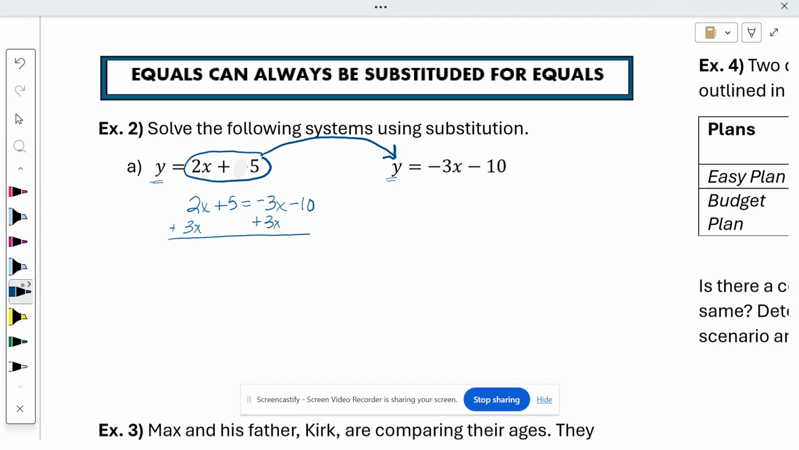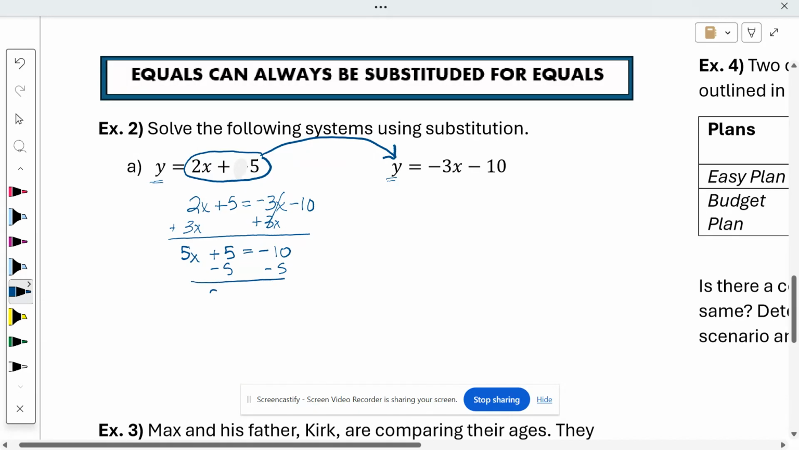Remember, you cannot solve a two-variable system unless you can solve for two unknowns, right? So by eliminating the y variable, we're only solving for one unknown. We're just solving for x. I'm going to subtract 5 from both sides. 5x equals negative 15. Divide both sides by 5. And I find out that x equals negative 3.